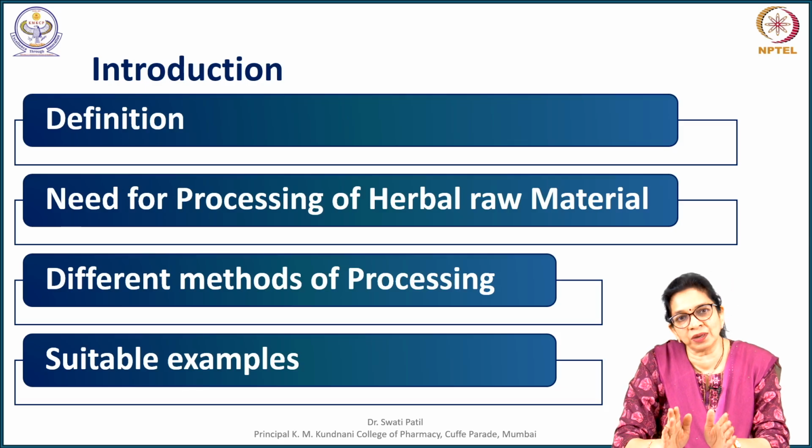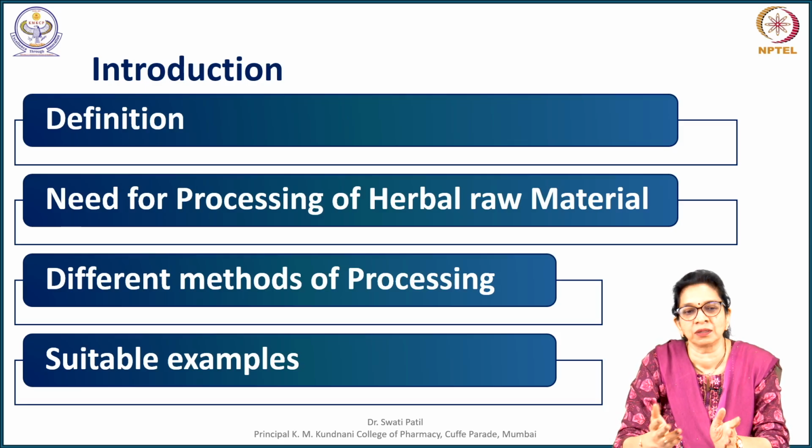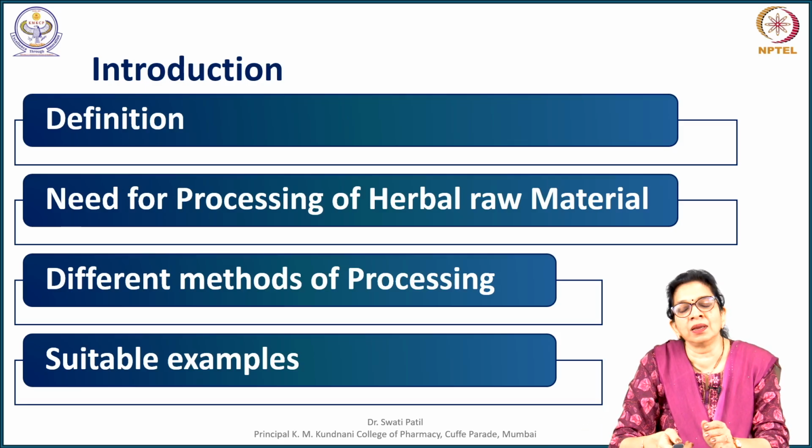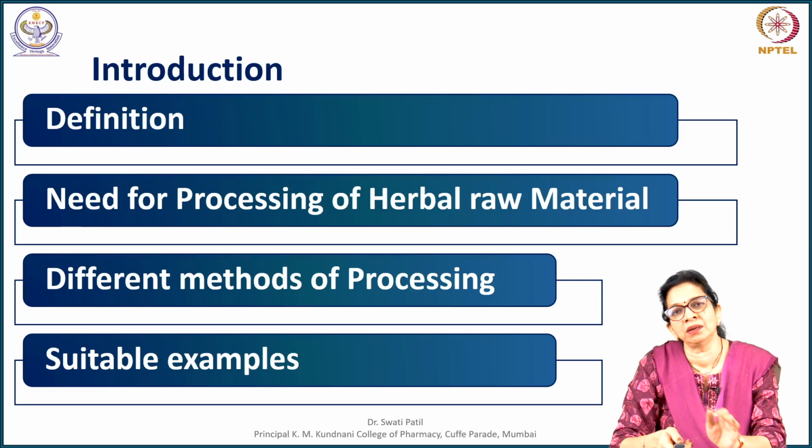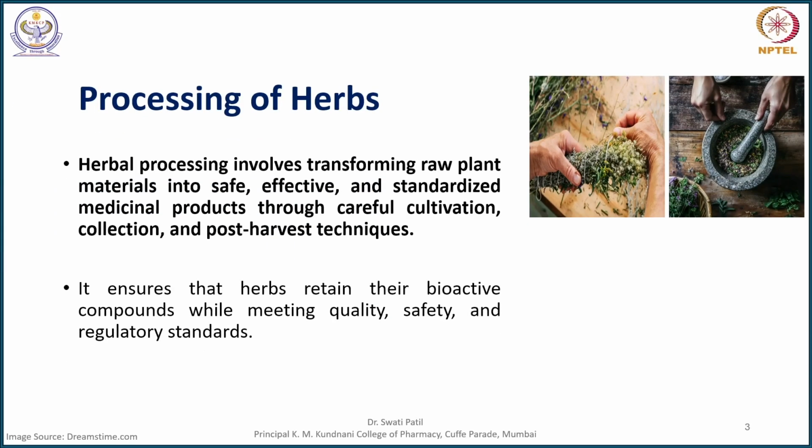So let us see today the definition of the need for processing, why these raw materials need to be processed, how they are processed, different methods of processing, and let us see suitable examples of what processing goes on from the raw material and how we see the final product.